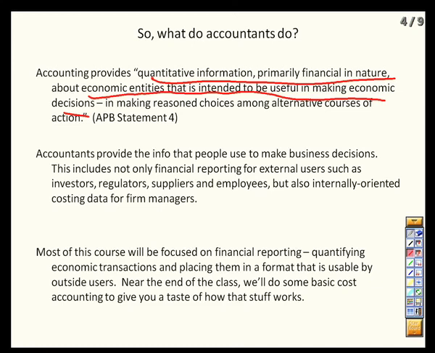Say I want to build a new factory. How do I know if that's a good idea or not? Same thing. What's it going to cost me to build and run it? How much am I going to earn from selling those products? And how do I determine how I should price my products anyways? That's based on what it costs me to make it, right? And where do those numbers all come from? The accountants.